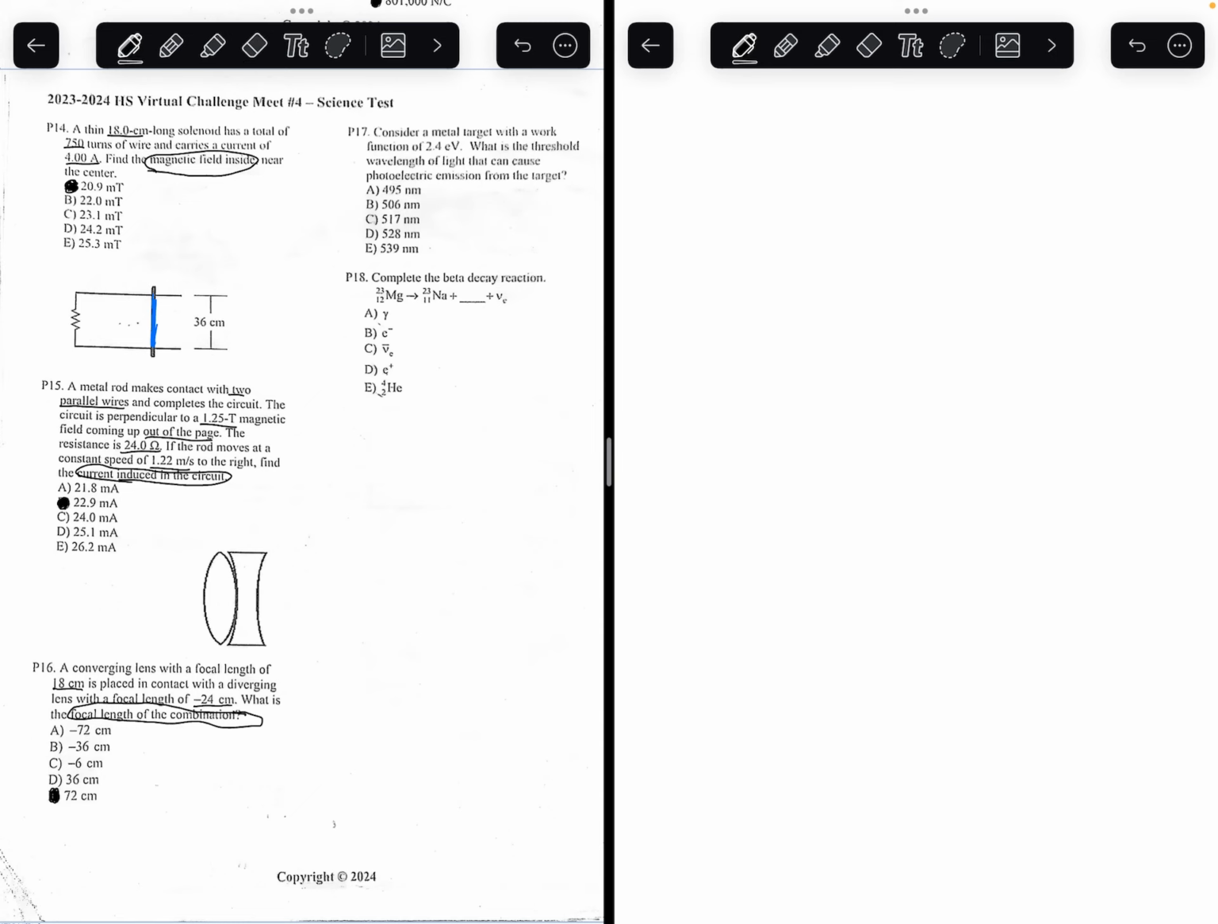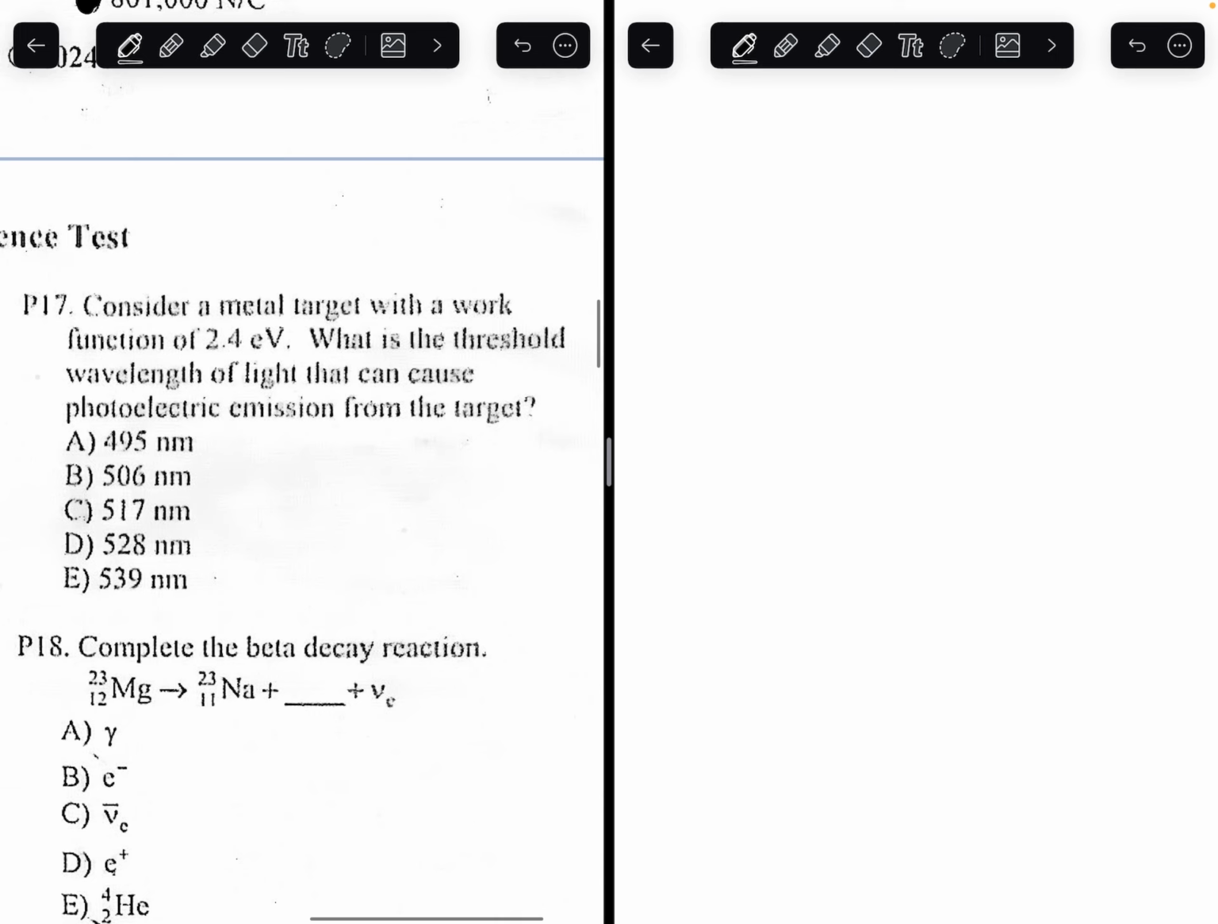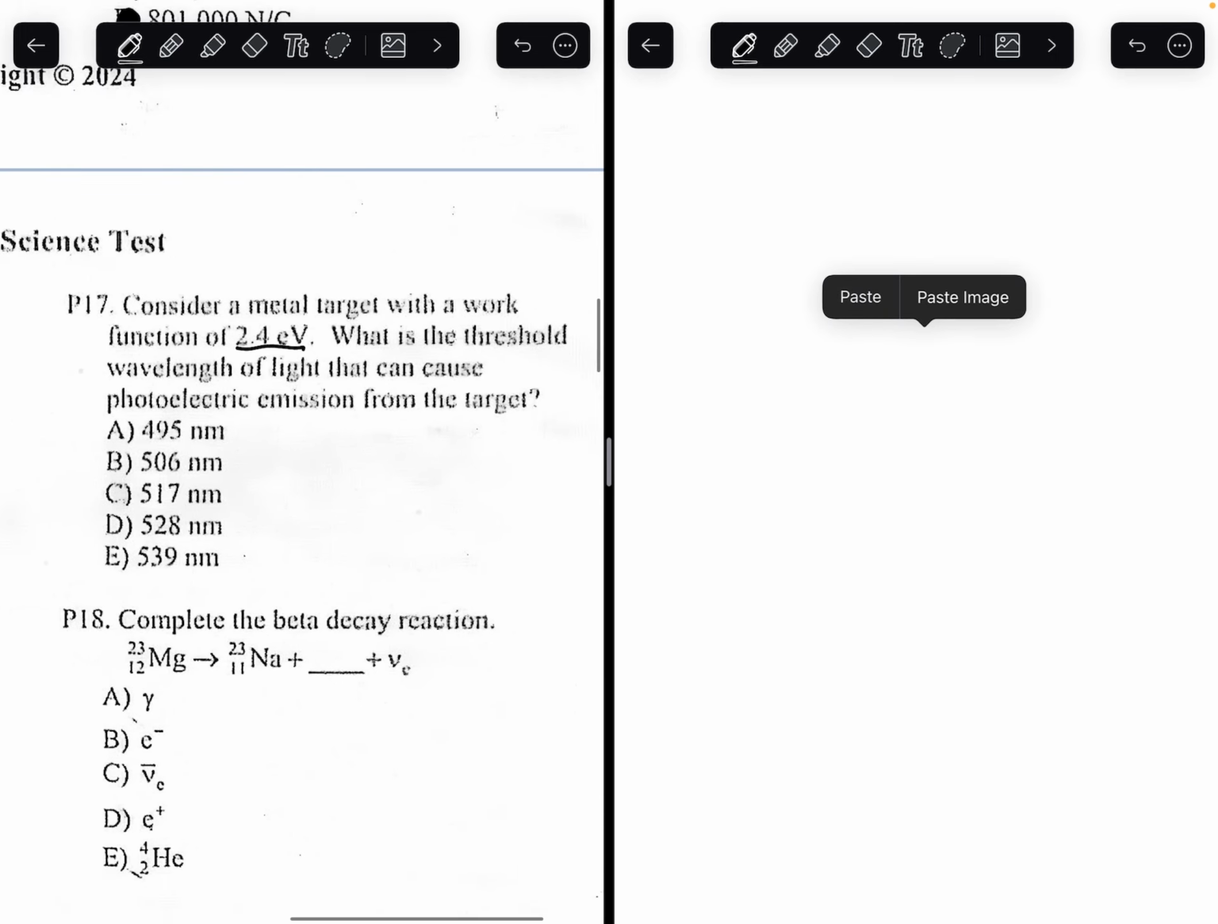Consider a metal target with a work function of 2.4 electron volts. What is the threshold wavelength of light that can cause photoelectric emission from the target? So when we're talking about the photoelectric effect, the work function is the minimum amount of energy needed for electrons to be ejected from a piece of metal.